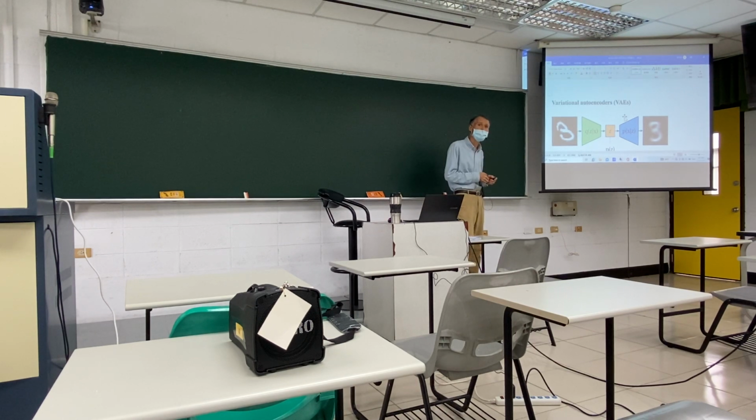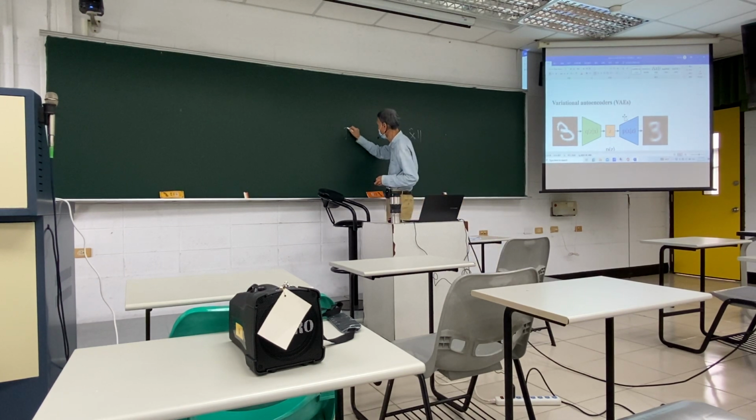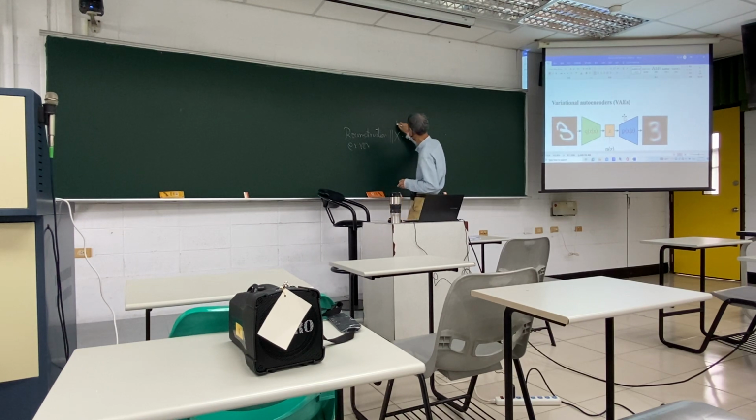For anomaly detection, you have two choices to measure the difference. One is based on the mean square error, the reconstruction error. You can base it on the reconstruction error. This is the input, and this is the reconstruction.